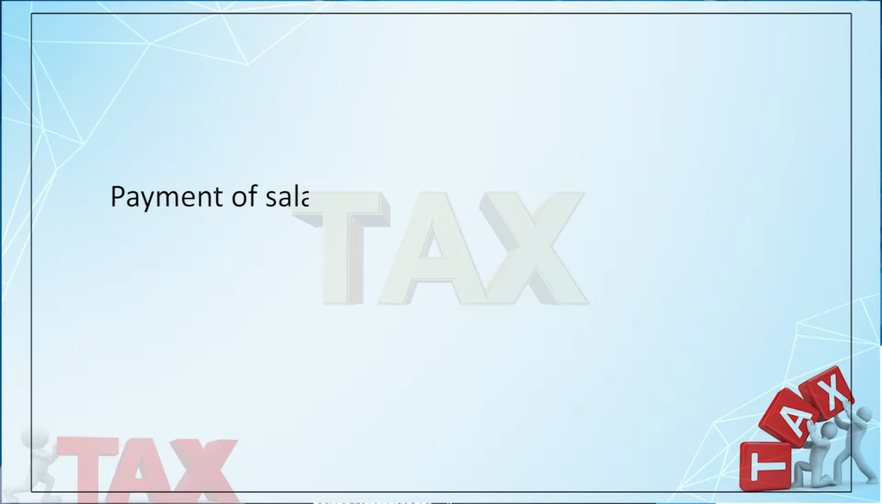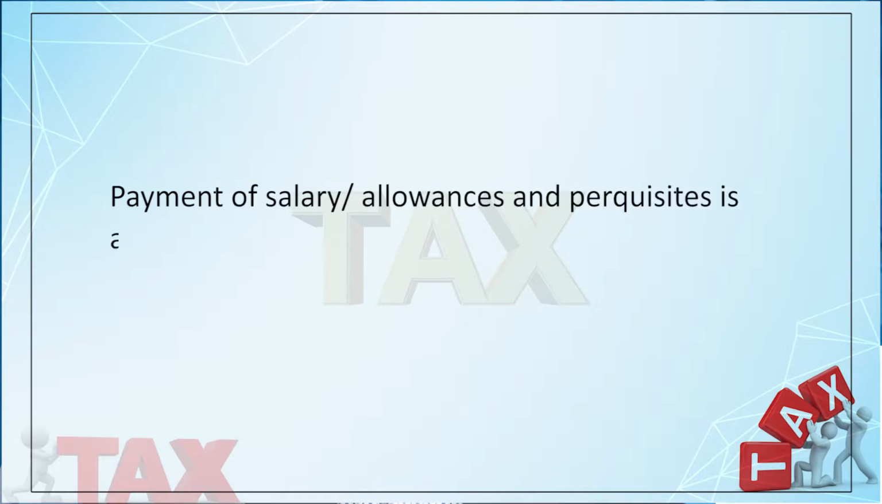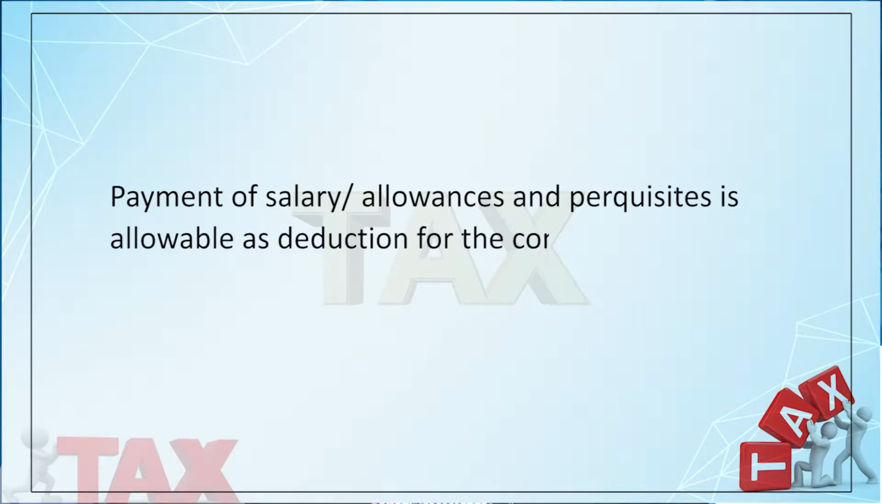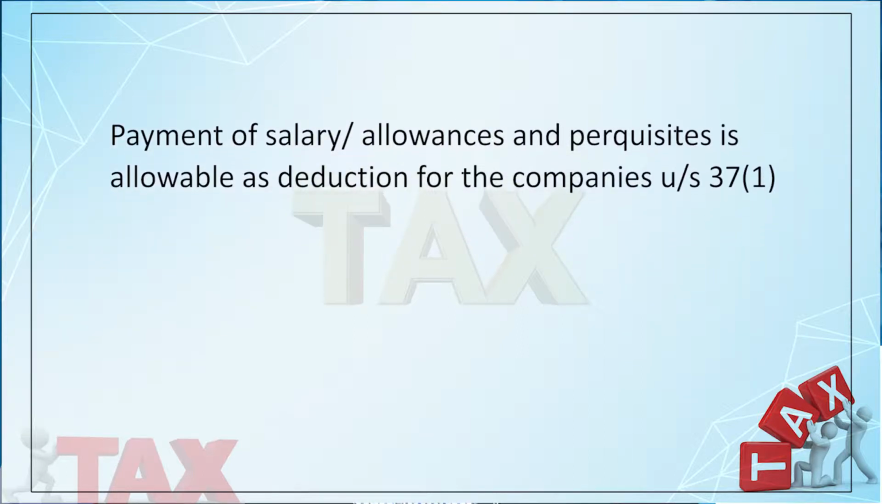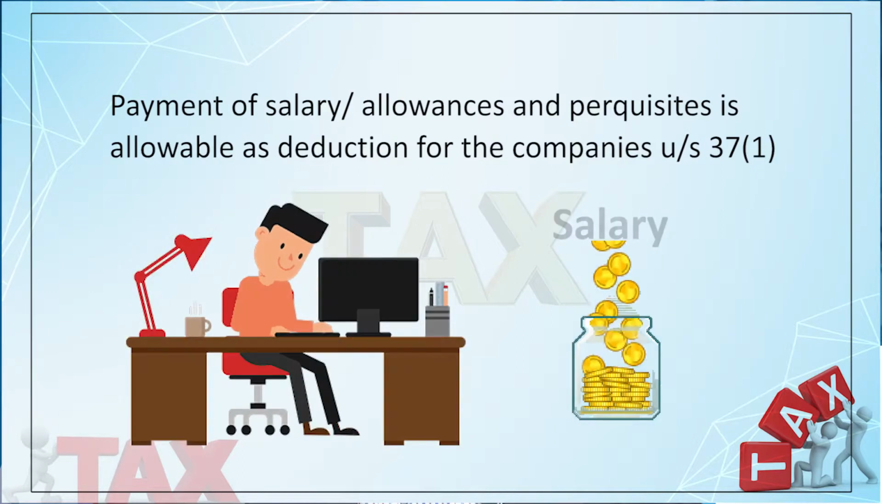Now, salary is being paid by the employer, here the corporate assessee. So, in the hands of the company, all the expenses relating to the salary or perquisites or allowances are allowable as deduction under section 37(1). So, the company is getting the benefit towards the deduction of the salary and also the components included in the total salary.